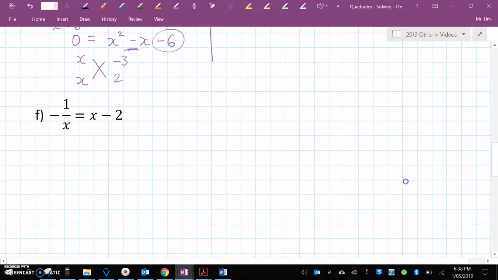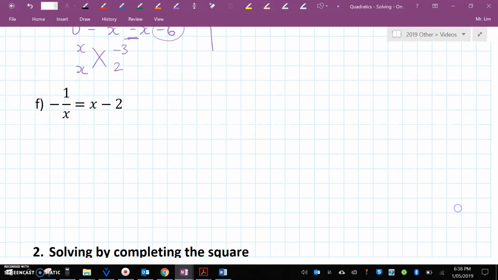Question F. Again, I don't like fractions. I'm going to multiply every single term by x. So, x times that gives us minus 1. x times x is x squared. Minus 2 times x is minus 2x. We have to multiply every term by x. There's two terms on this side, x and minus 2.